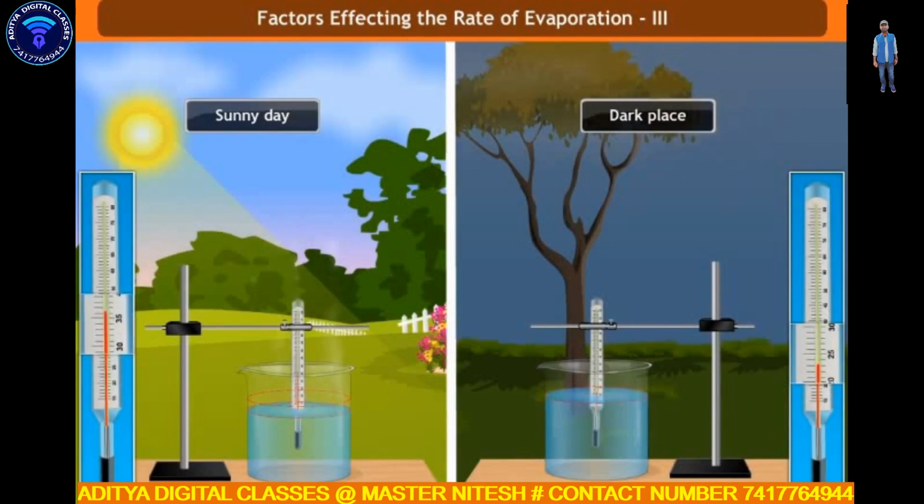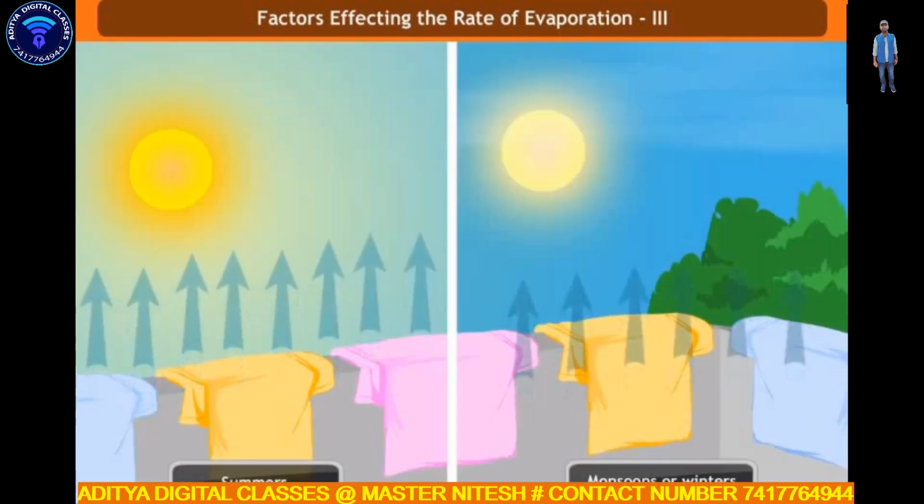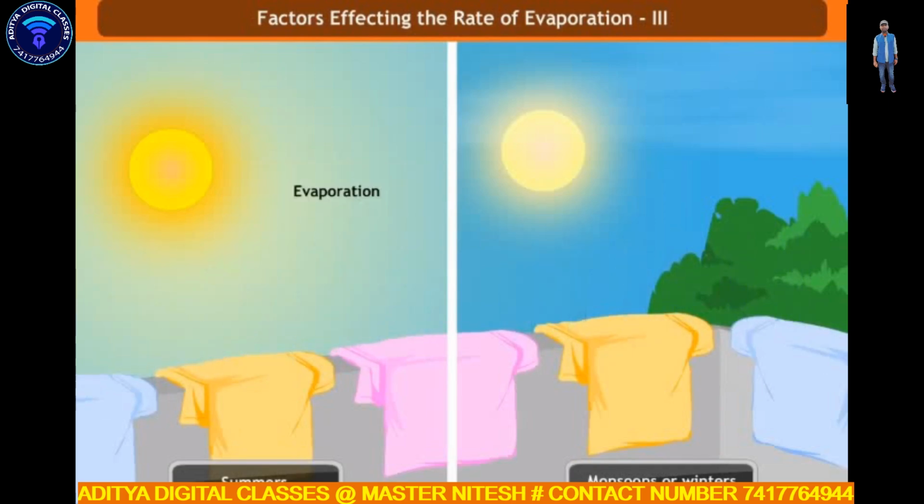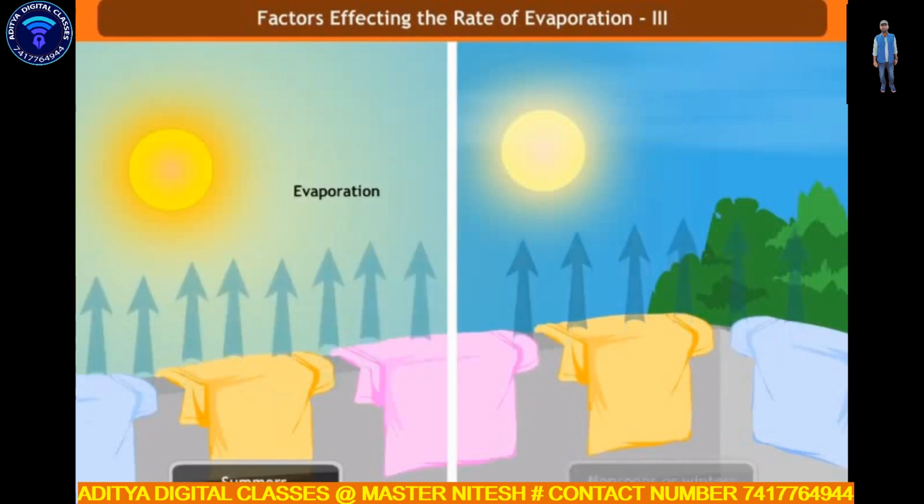We observed that the water level decreases in the container kept in the sunny day, while the level of water in the container placed in the dark place remains the same. From this activity we conclude that the rate of vaporization increases with the increase in temperature. This is why the water evaporates faster in summers than in monsoons or winters.